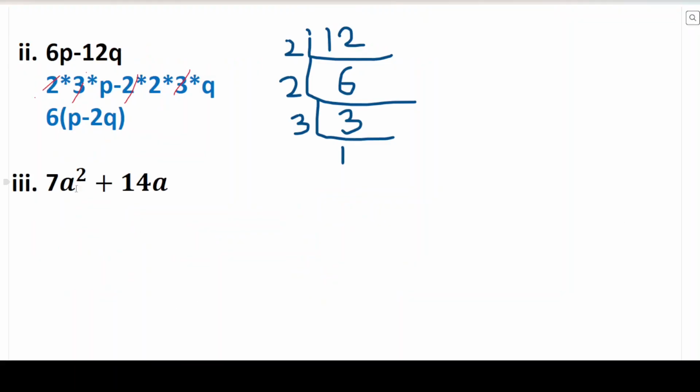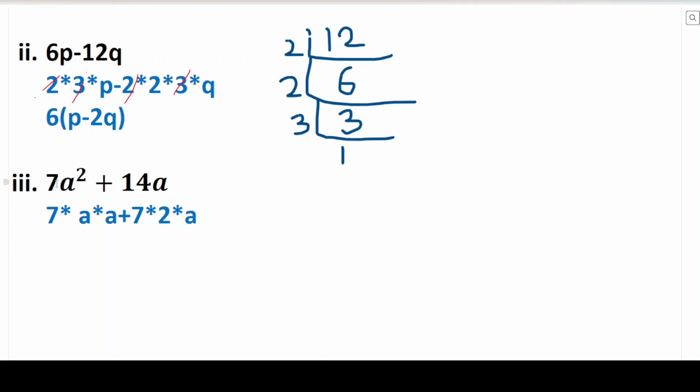So next problem, 7a square plus 14a. 7a square we can write as 7 into a into a, plus 14a. We have to find the factors of 14a. So 7 twos are 14, 7 into 2 into a.